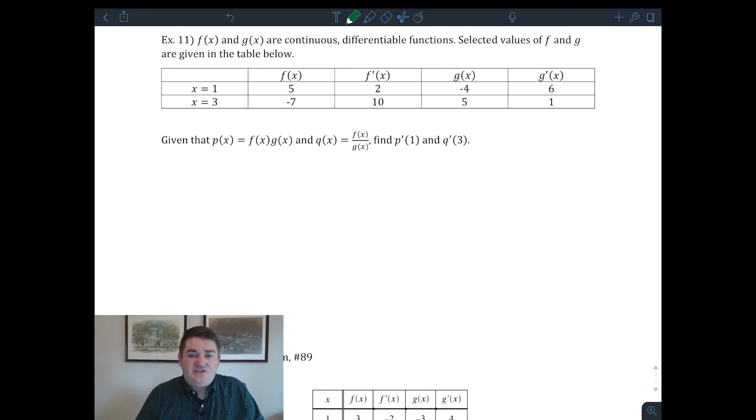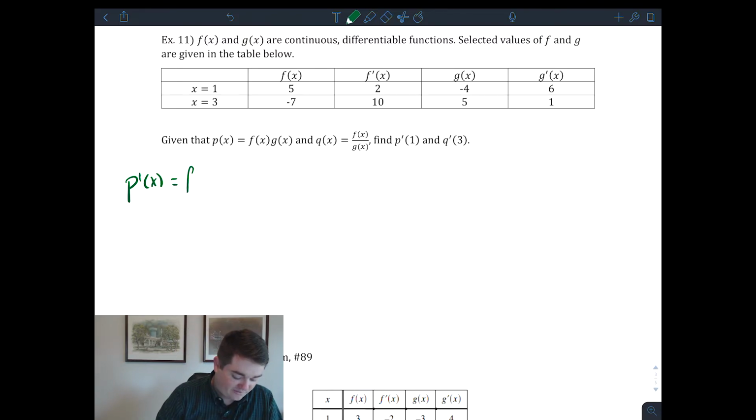Example 11, f of x and g of x are continuous differentiable functions. Selected values of f and g are given in the table. Given that p of x is f of x times g of x, and q of x is f of x over g of x, find p prime of 1 and q prime of 3. Let's break this into two parts. Let's focus on p of x right now. P of x is f of x times g of x, so when we look at this, we immediately notice f of x and g of x are being multiplied together. To take that derivative, I'm going to need the product rule.